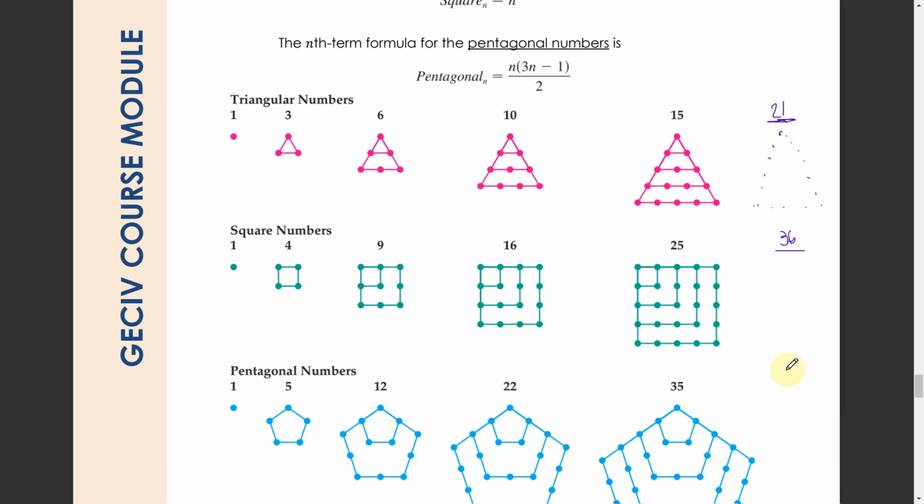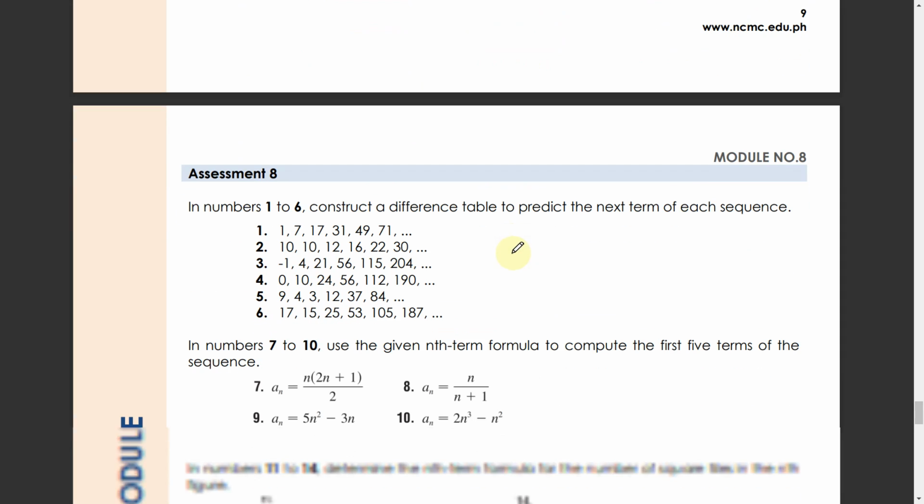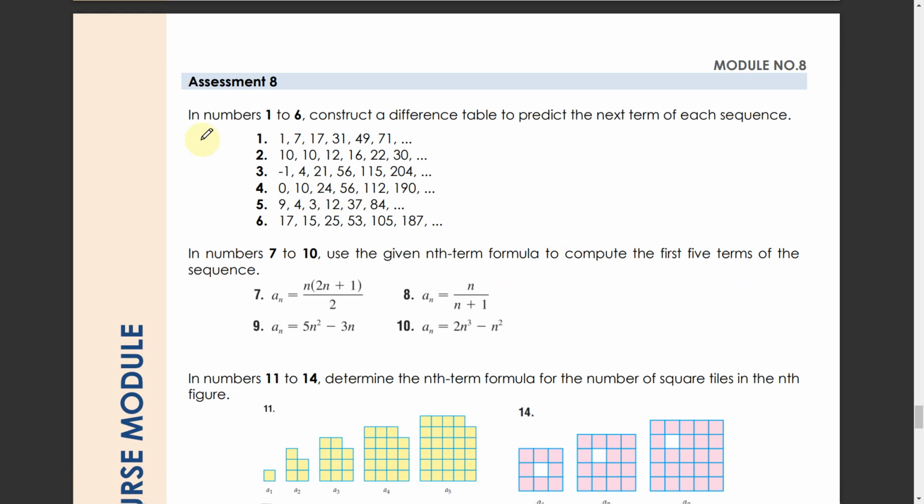Then for the pentagon, we also use that formula. Okay? So that's all for module 8, and this will be your assignment 8. Okay, assignment 8. In numbers 1 to 6, construct a difference table to predict the next term of each sequence, using the difference table.